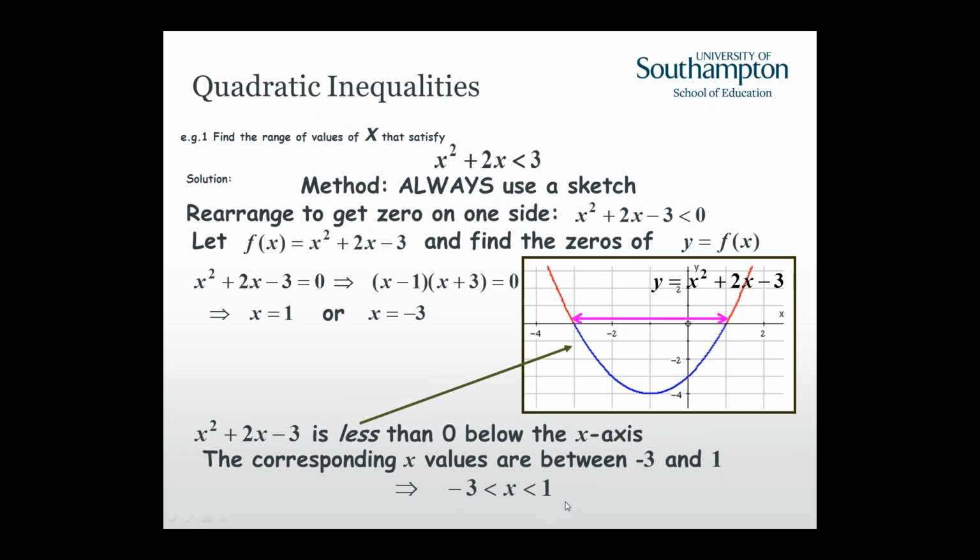The students really struggle with this because they can't be bothered to draw a sketch and they don't really seem to appreciate what I mean when I say less than 0. They tend to factorize it and just say, okay, so it must be between minus 3 and 1. But that's not necessarily true. If we'd been asked for greater than 0, that would have been the bits above the axis, and that would have been for all the bits where x is less than minus 3 and x is greater than 1. So we would have had 2 inequalities, 2 ranges.